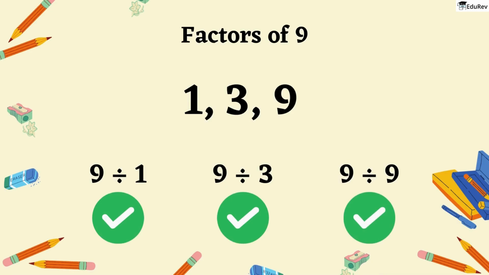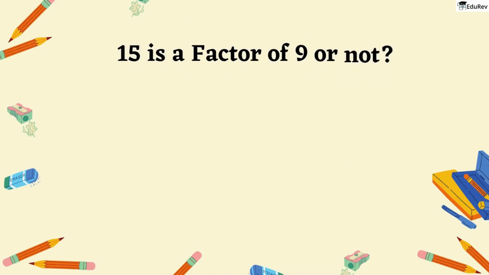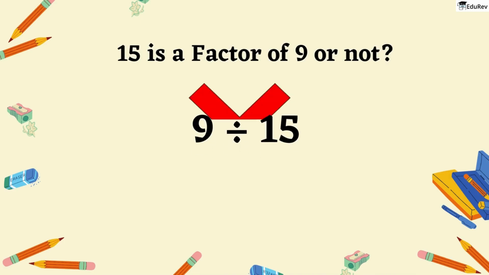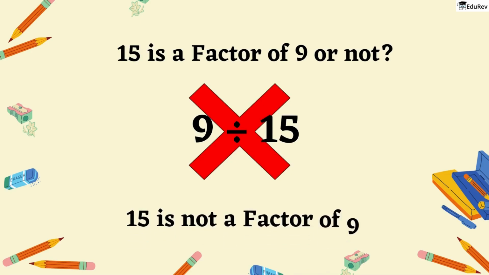Now, can you tell if 15 is a factor of 9 or not? When we divide 9 by 15, it is not exactly divisible. So, 15 is not a factor of 9. So the factors of a number are exactly divisible, leaving the remainder 0.